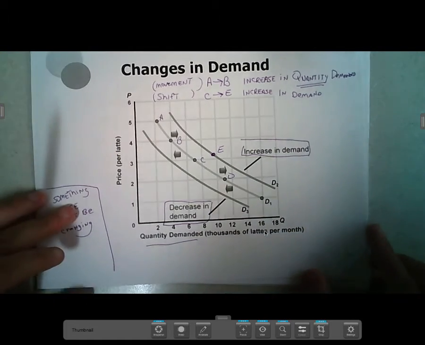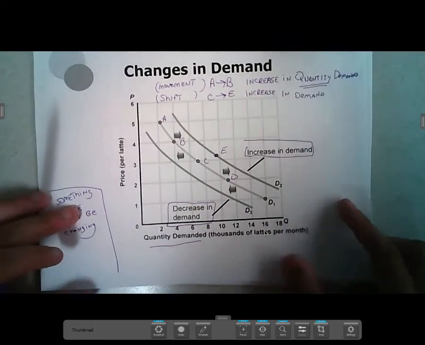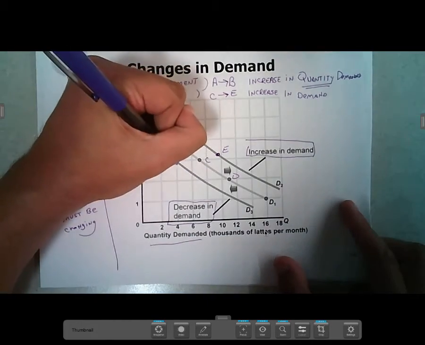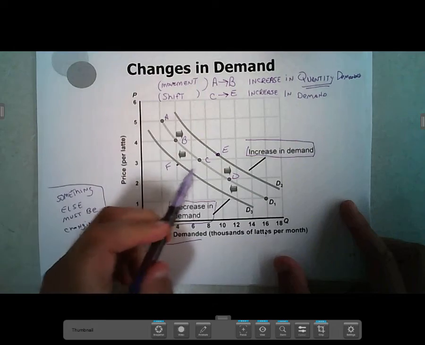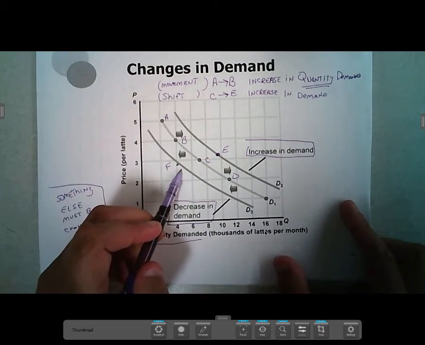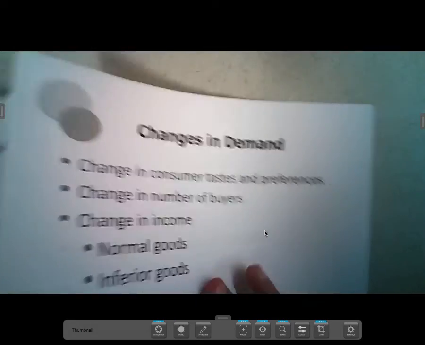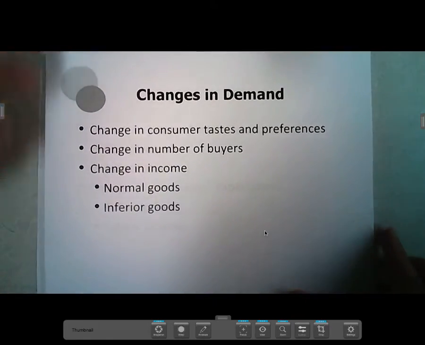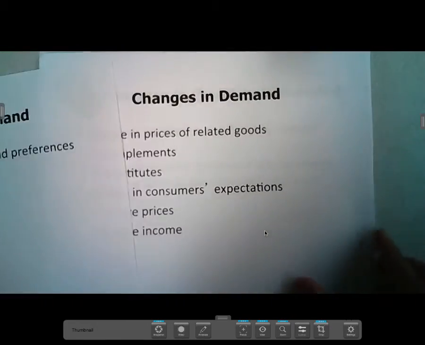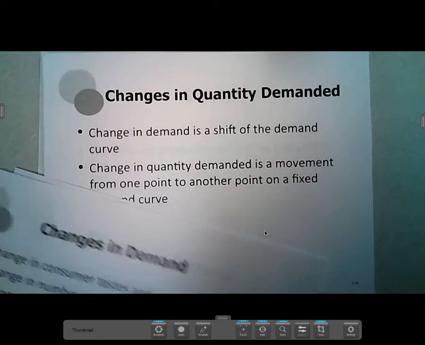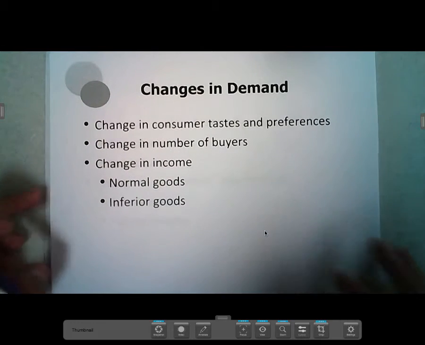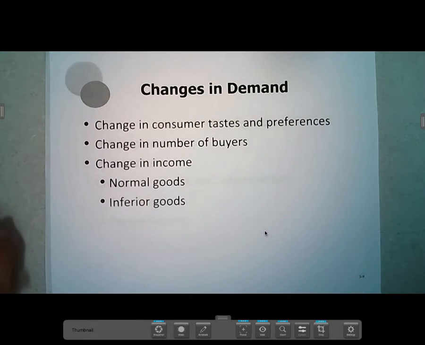What would that thing then be? What would I have to do to go from C to E, or from C to F, to get that decrease? Well, that would mean I would need to change something other than the price. And there's lots of things I can change here, and that's the point of slides 9 and 10. One thing I could do is change people's tastes and preferences for a product.